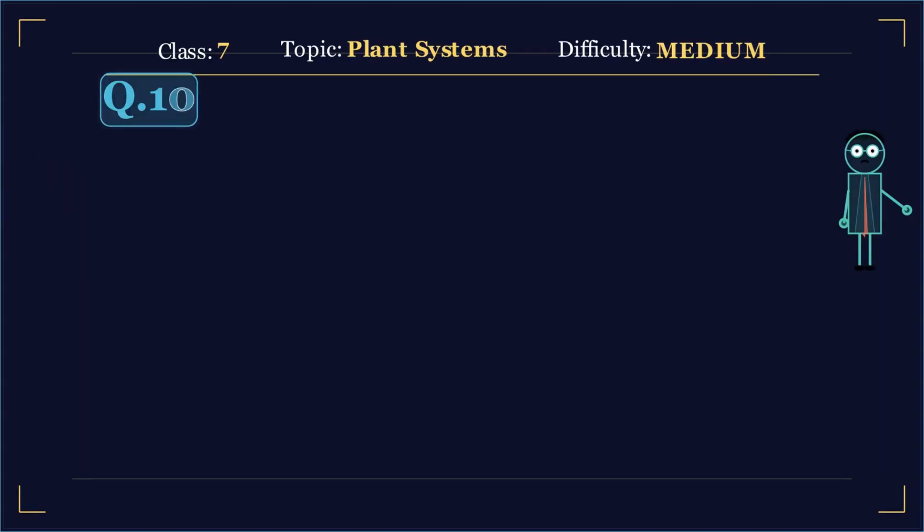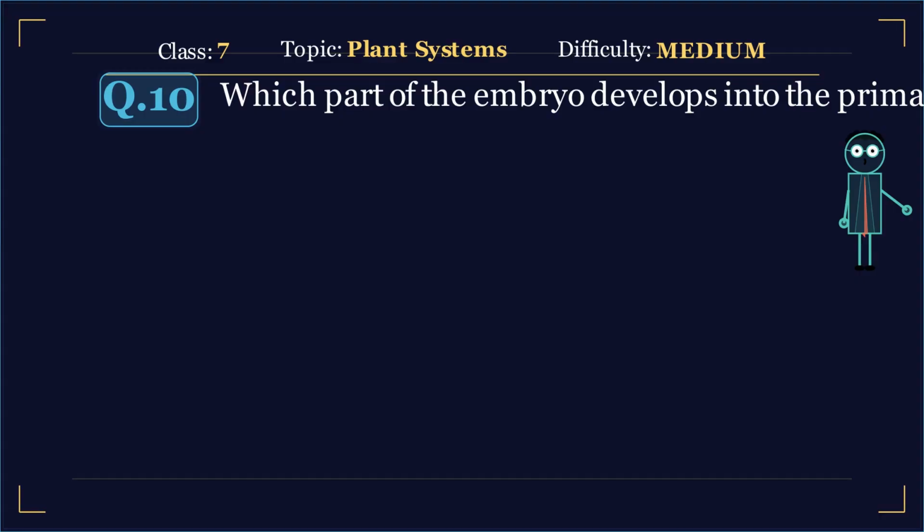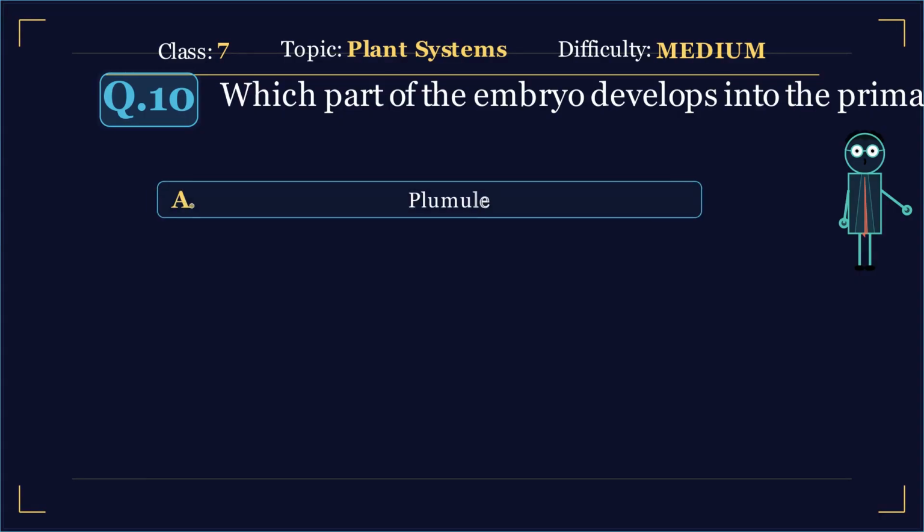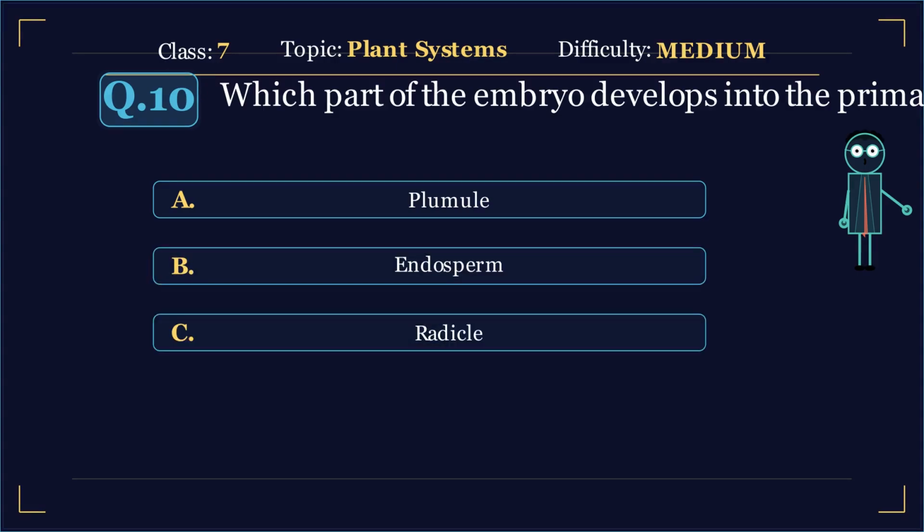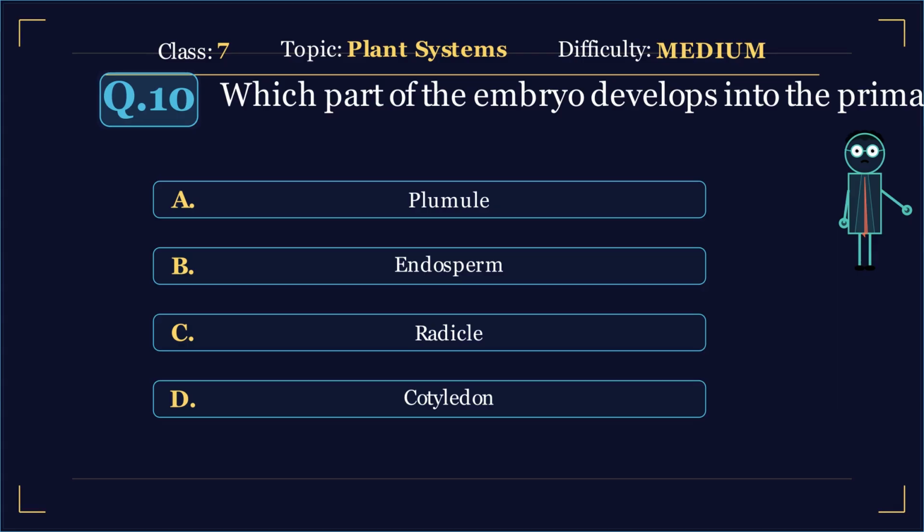Question 10. Which part of the embryo develops into the primary root? Option A, plumule. Option B, endosperm. Option C, radicle. Option D, cotyledon. The correct answer is option C.